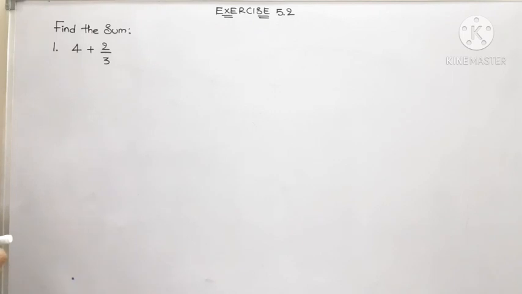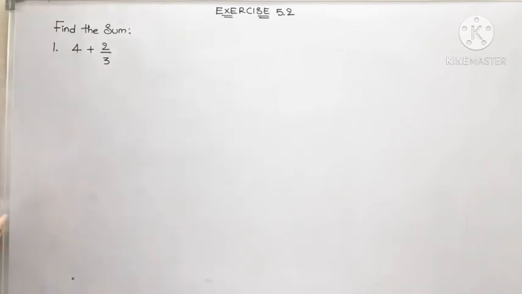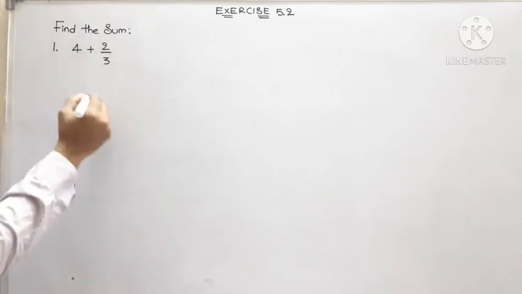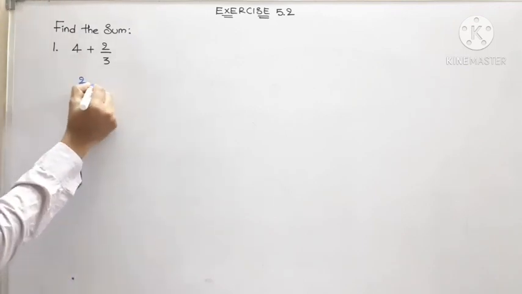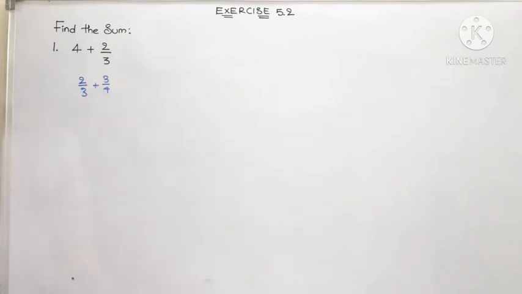So, as you know, we have been discussing finding the sum of fractional numbers. Today we are going to start exercise 5.2, which is very similar to the first exercise, yet there is one change. So far we dealt with problems like 2 by 3 plus 3 by 4, where both the given numbers are fractional numbers.